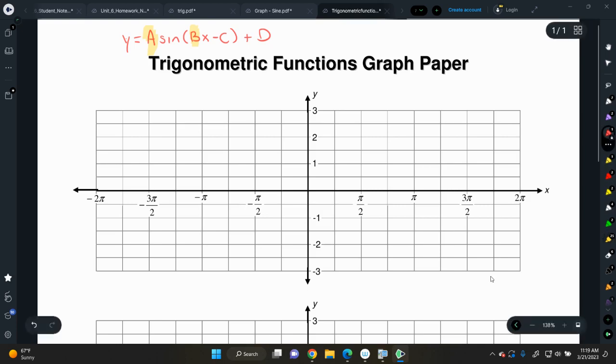So let's say that I have y equals sine x plus 2. Just like we did when we were learning about graph transformations before, we're going to sketch the base function in first. So we're going to sketch our sine curve in there just using a dotted line. Okay, so there's my sine curve.